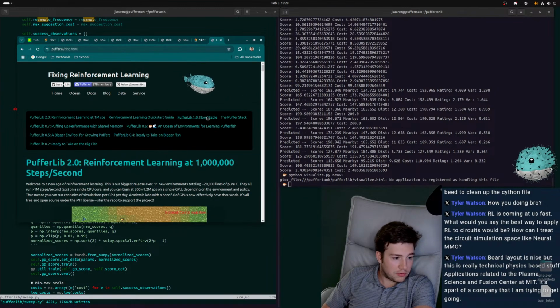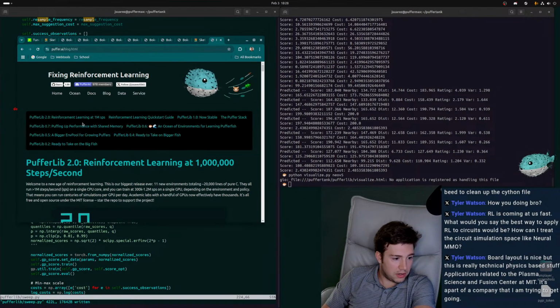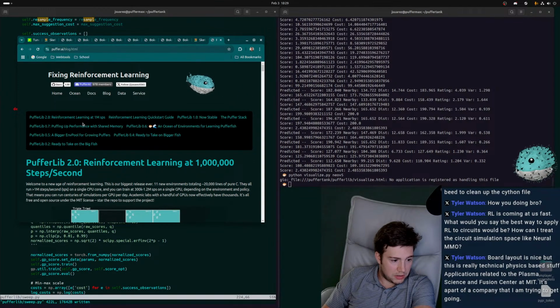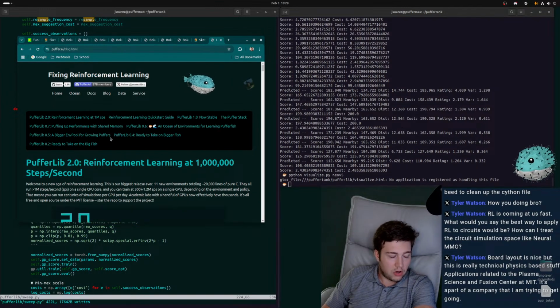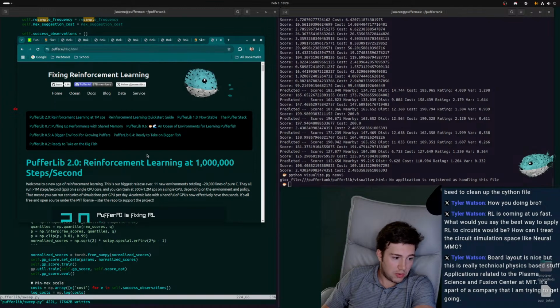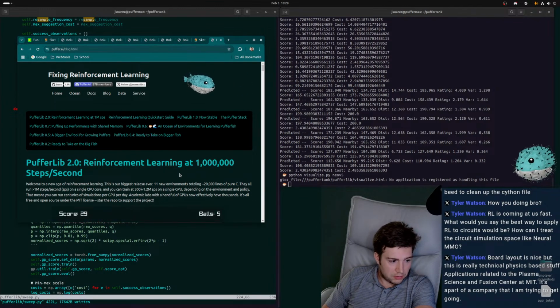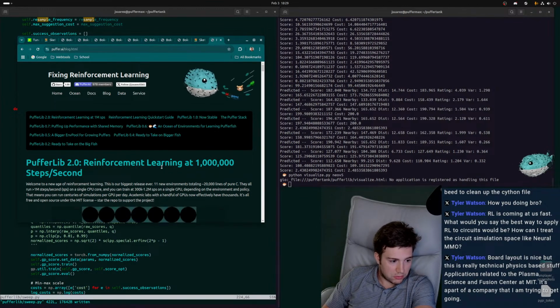Let me answer this question and then sign out here. Board layout is nice. The technical physics-based stuff, applications related to Pharma Science and Fusion Center at MIT, part of a company that I'm trying to get going. I mean, if you have a serious application, then yeah, message me on the Discord, because we work with startups as well. If you're trying to do something there.